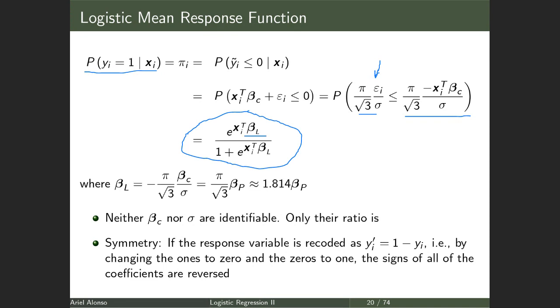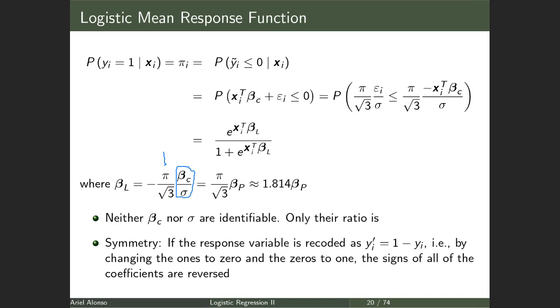Who is this beta L? Well, this beta L is calculated over here. Here you have the value for the beta L. So the beta L is given here. Now, if you remember how we did this when we used the Probit model, the coefficient of the Probit model was just this part, the coefficient of the latent model divided by sigma. And now we get this extra term over here.